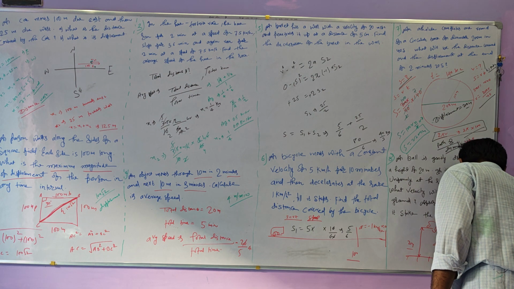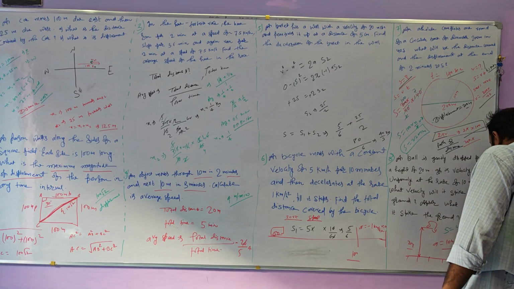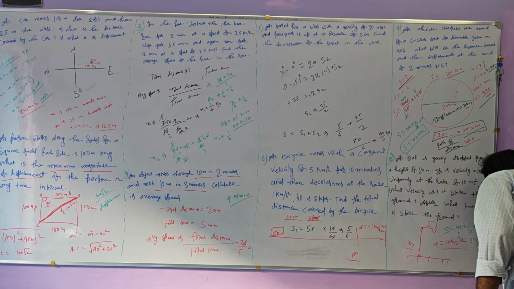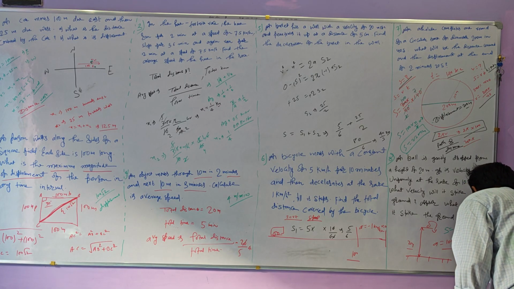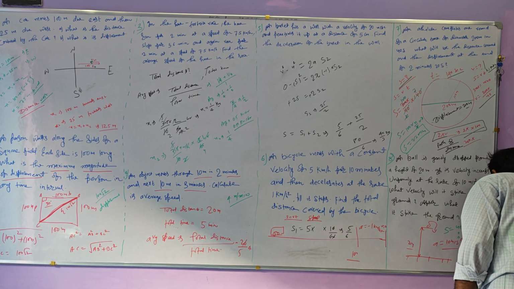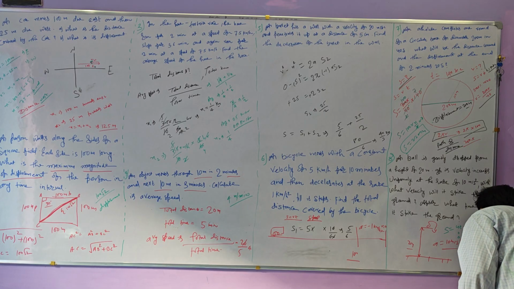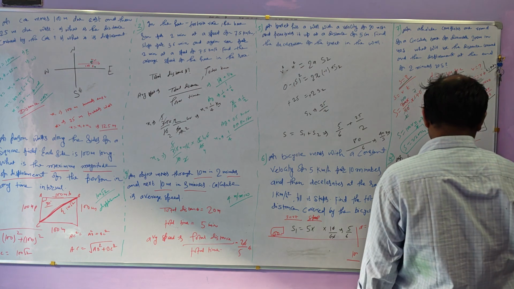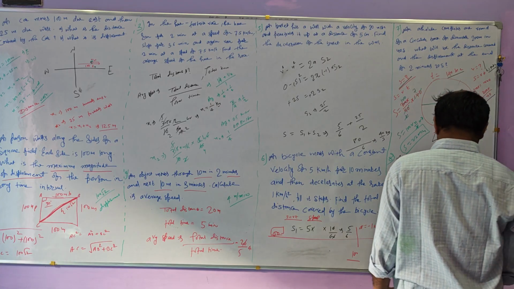So S is equal to ut plus half at square. Here initial velocity is 0, so that term becomes 0. So S is equal to half at square. S is 20 meter. 20 is equal to half into 10 t square, so t square is equal to 4 and t is equal to 2 seconds. So it will take 2 seconds to strike the ground.